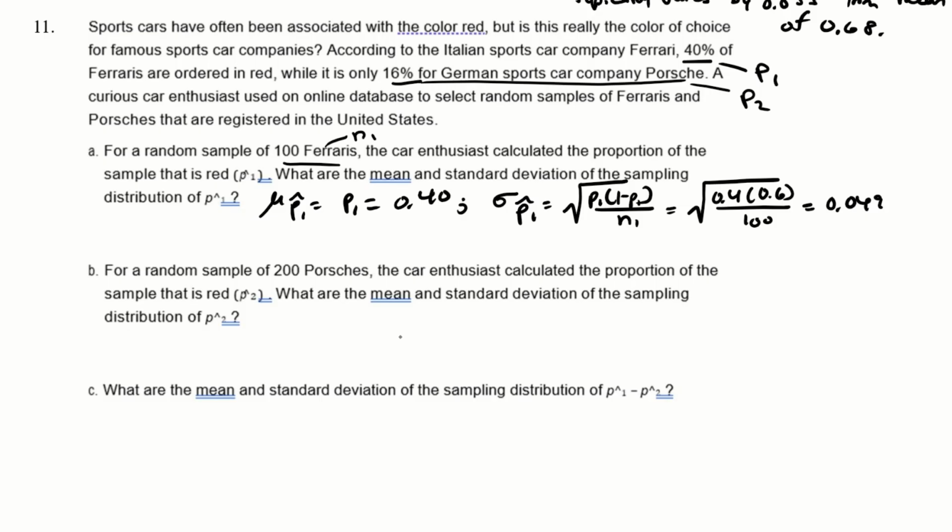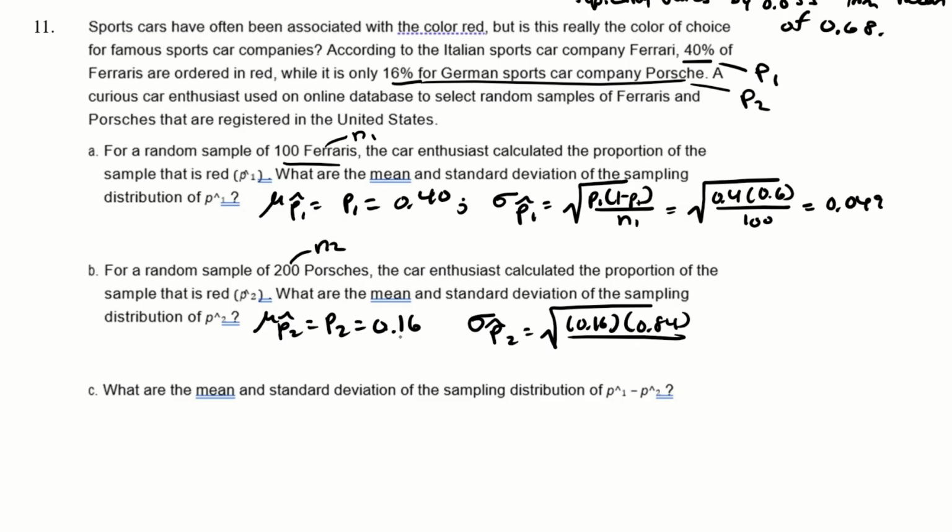And then this one is N2 for Porsches. So the mean for the Porsches, p hat 2, is just p2, which is 16% for the Porsches. And then sigma p hat 2, again, we're just going to apply the formula. So 0.16 times 1 minus 0.16, which is 0.84, and then there were 200 Porsches selected. So 0.026.